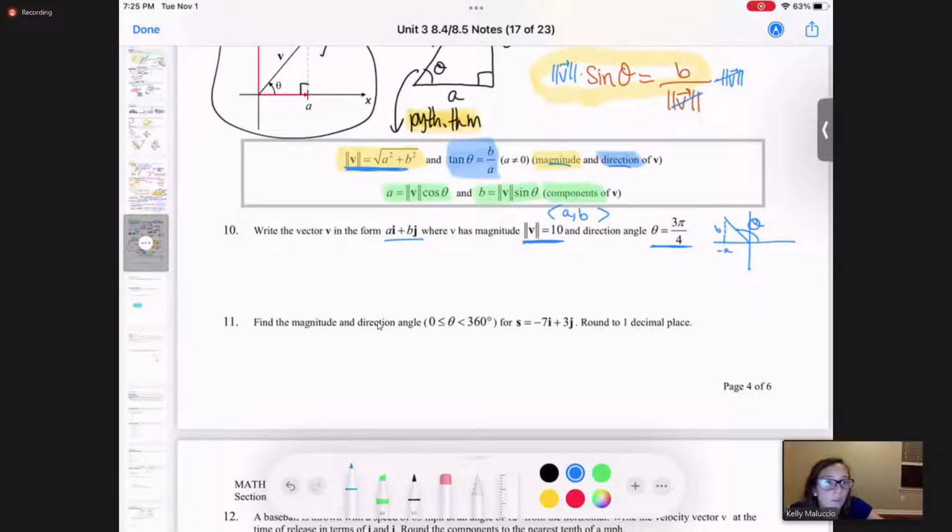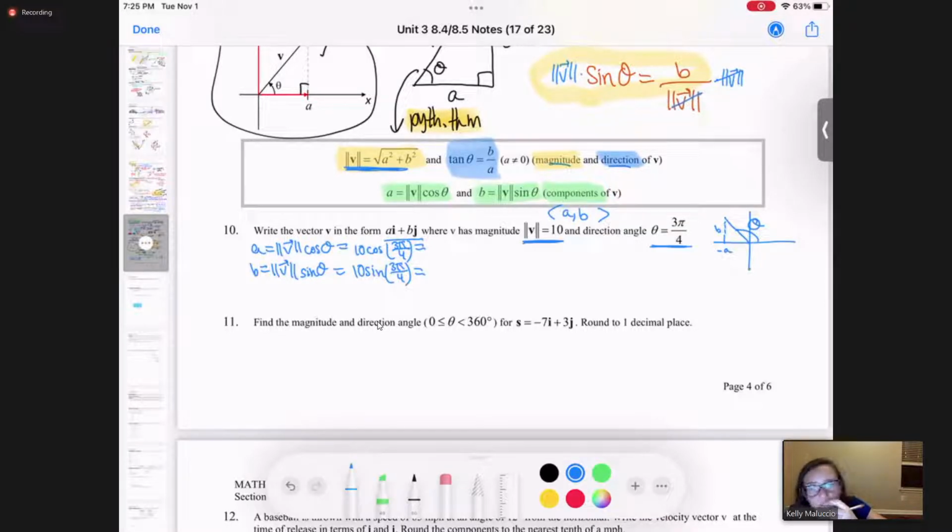Okay, so now if we want to solve this, we use our equation. First I'll do A and B. A is going to equal the magnitude of V times cosine theta, and B is the magnitude of V times sine theta. So we can plug these in: 10 cosine 3 pi over 4 and 10 sine 3 pi over 4. I'm doing this in my head because it's a nice angle. If they give you an angle that's not so nice, you can definitely use a calculator.